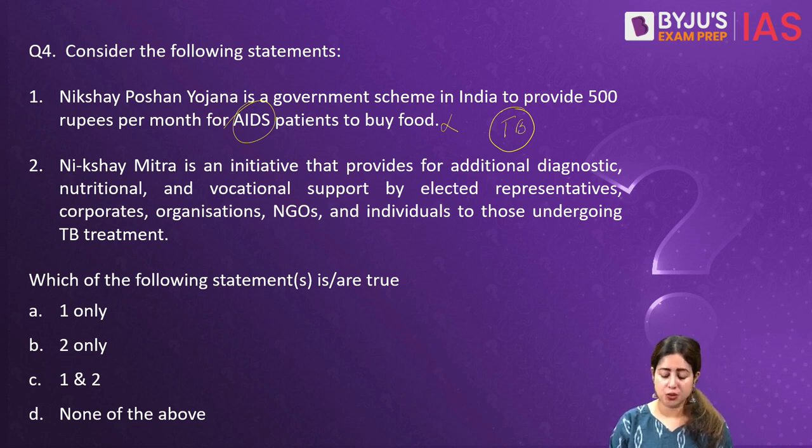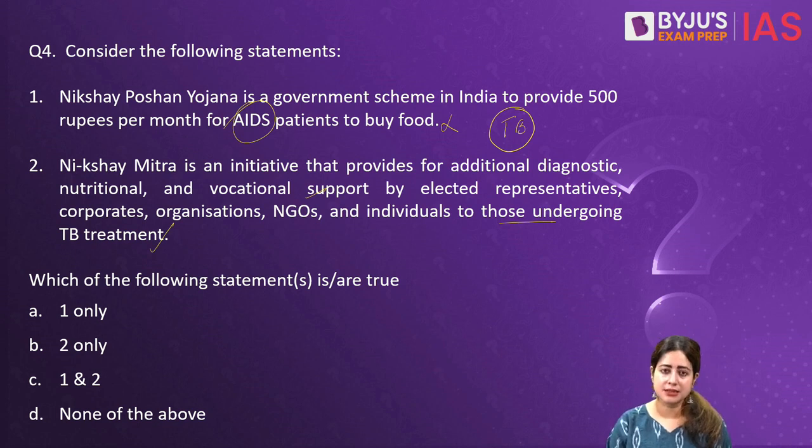It is an initiative that provides for additional diagnostic, nutrition, and vocational support by elected representatives, corporates, organizations, NGOs, even political parties and individuals. These people together, on a voluntary basis, contribute for taking care of TB patients. To help the TB patients, people right from individuals to organizations to NGOs, self-help groups can come and contribute so that TB patients get better diagnostic, better treatment, better medication and food, sometimes even counseling.